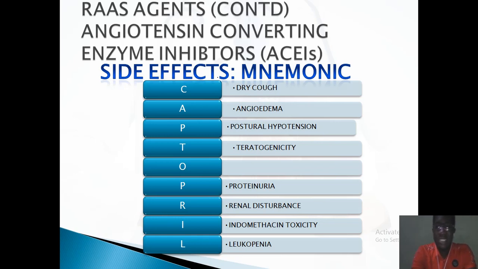So teratogenicity, the O, I missed that out. So there's proteinuria, renal disturbance, indomethacin toxicity. Indomethacin is an NSAID, and L is leukopenia. Okay, so you can see that again.